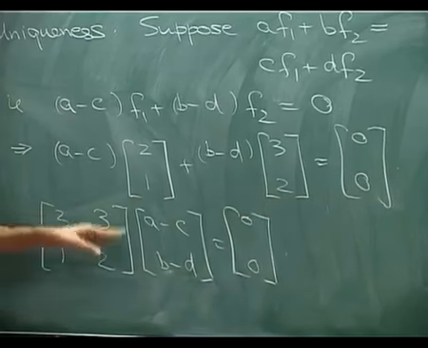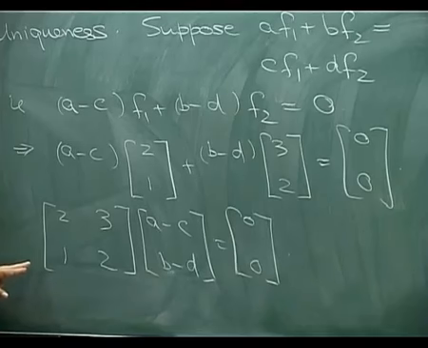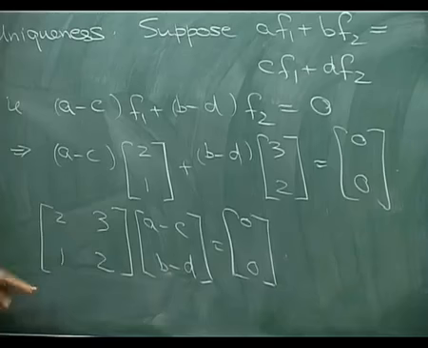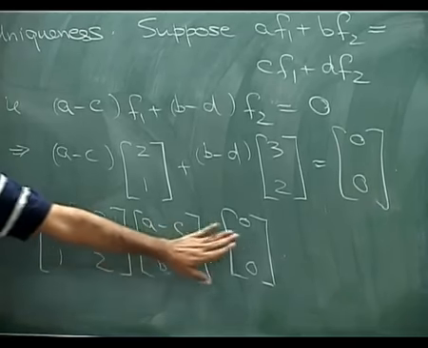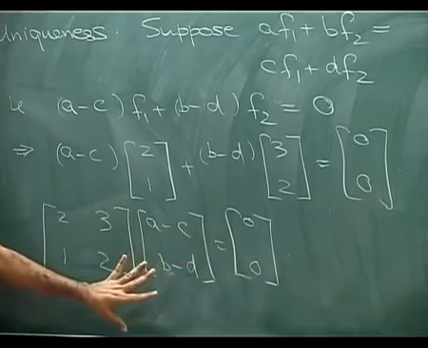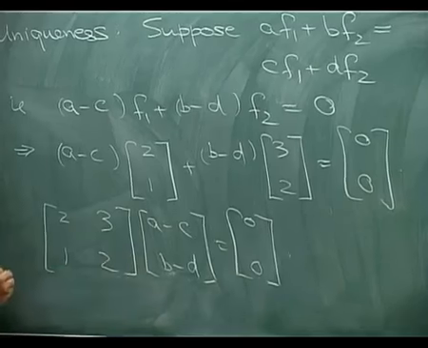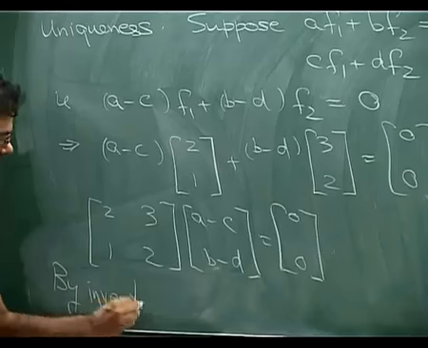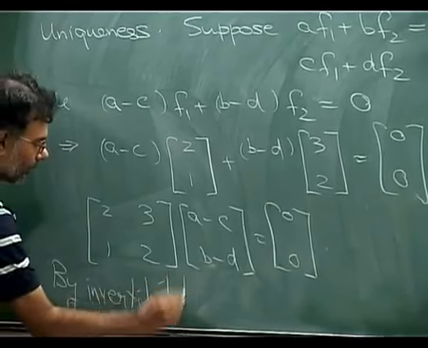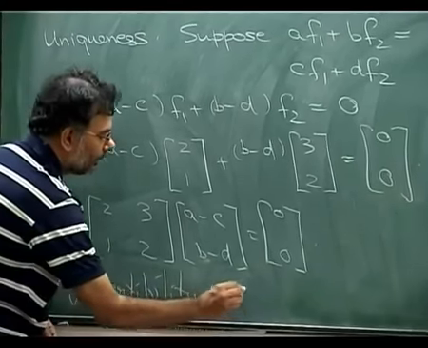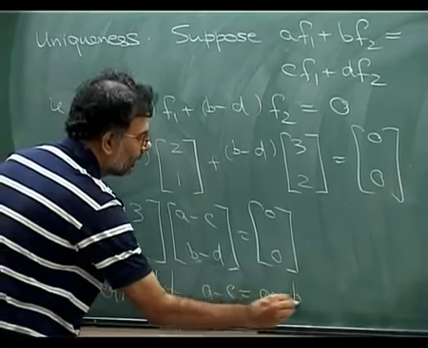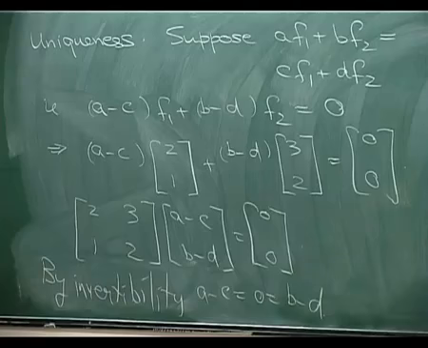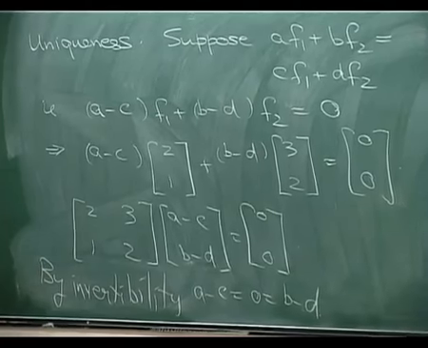But you see that this matrix is an invertible matrix. The determinant is 4 minus 3, so the determinant is 1. If an invertible matrix times some vector is 0, then that vector has to be 0. By invertibility, A minus C equals 0 equals B minus D. That's what we wanted to show for uniqueness. So this is the uniqueness part. Now the existence part.